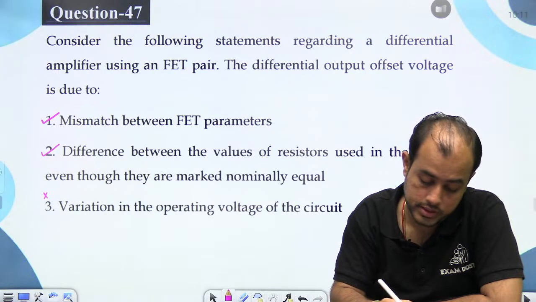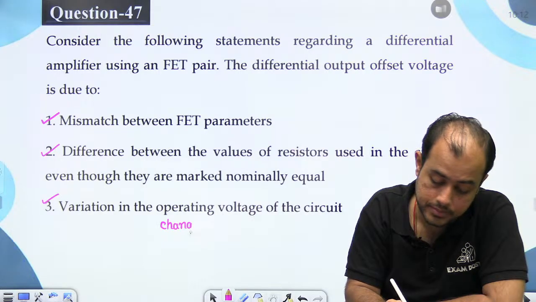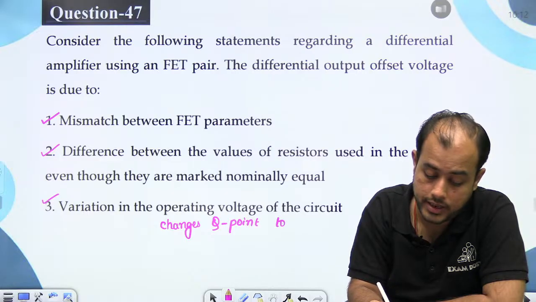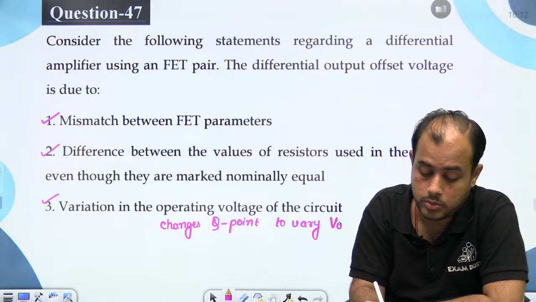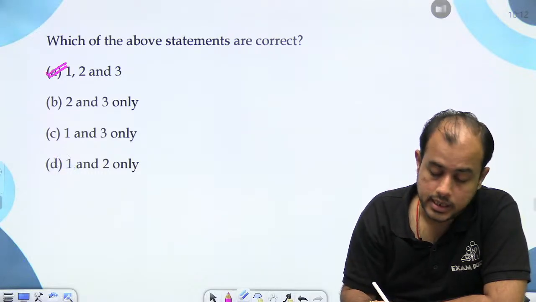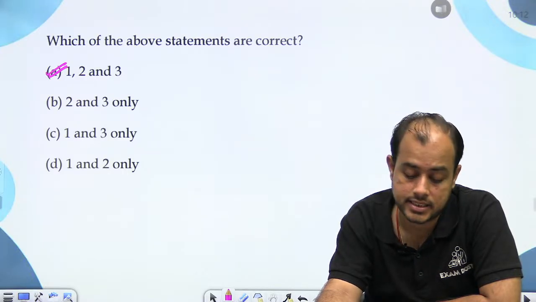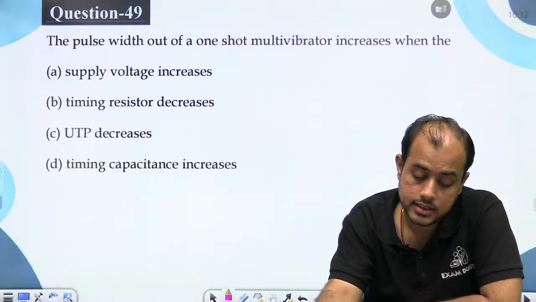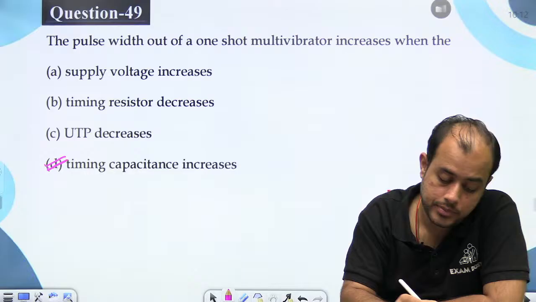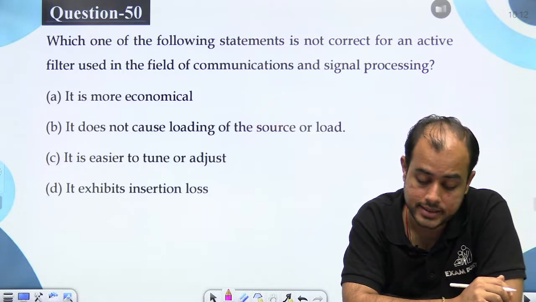बाकी यार इसमें ये भी हो सकता है. Variation in operating voltage basically changes the Q point to vary आउटपुट ऑफसेट, ठीक है, यही मैं एक बार रिकन्फर्म कर रहा था. तो बेसिकली power supply can change the bias current and hence change the V output offset. Pulse width of a one shot multivibrator increases when capacitance increases. Pulse width is proportional to RC.